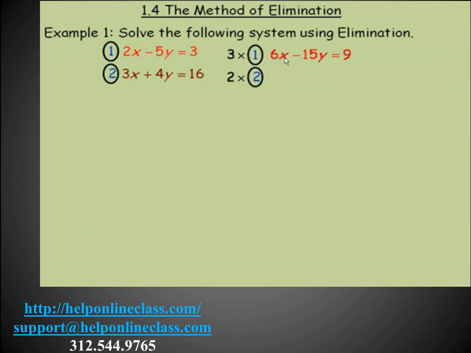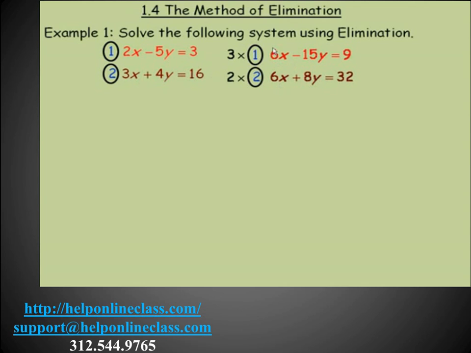So 2x times 3 is 6x. Negative 5y times 3 is negative 15y. 3 times 3 is 9. And the second equation is multiplied by 2. So multiplying everything here by 2, 3x becomes 6x, 4y becomes 8y, and 16 times 2 is 32.